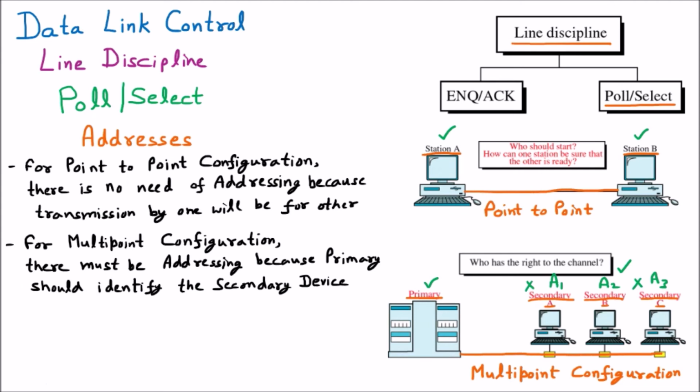Only if the primary is aware of the addresses can it send the data, and it can tell any specific station to start the communication while the others do not start. So that's why the addressing is required. Now what is that address? Address is placed in the header field. So the address appears in a specific portion of each frame called the address field or header.